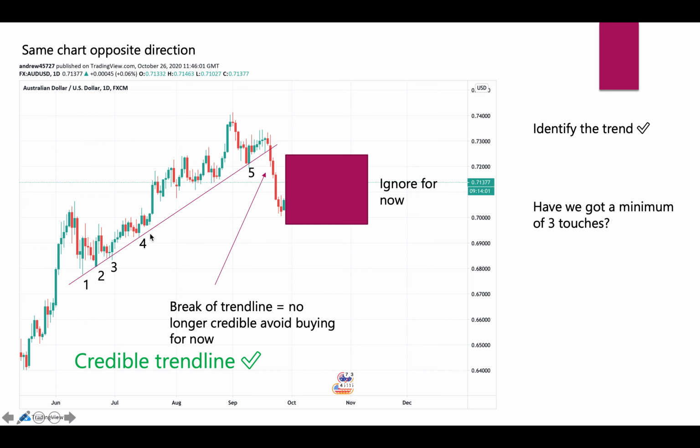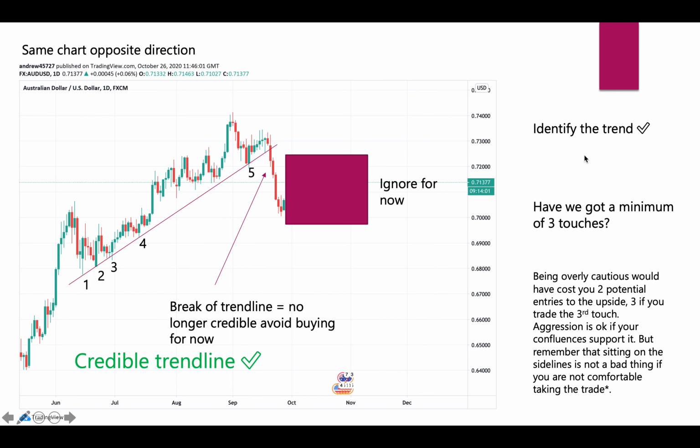So, if you take that more conservative approach where your trend line was down here and up here, so we've got our 3 touches quite early, you've missed out on possibly 2 or 3 potential buys here. All right, and that's just this daily chart, so it's a lot of pips, even though it doesn't look like it. So being overly cautious would have cost you 2 potential entries to the upside, 3 if you trade the 3rd touch.